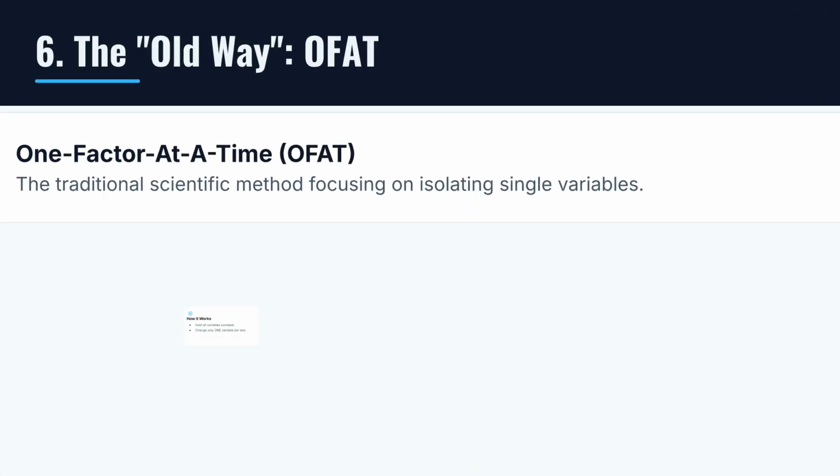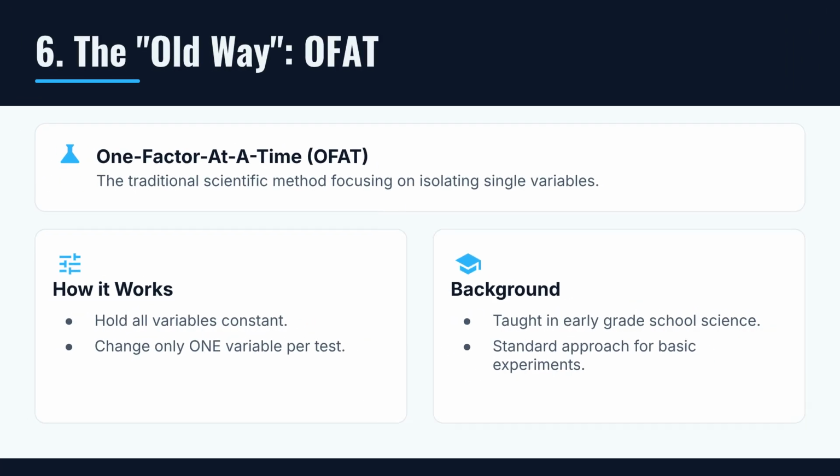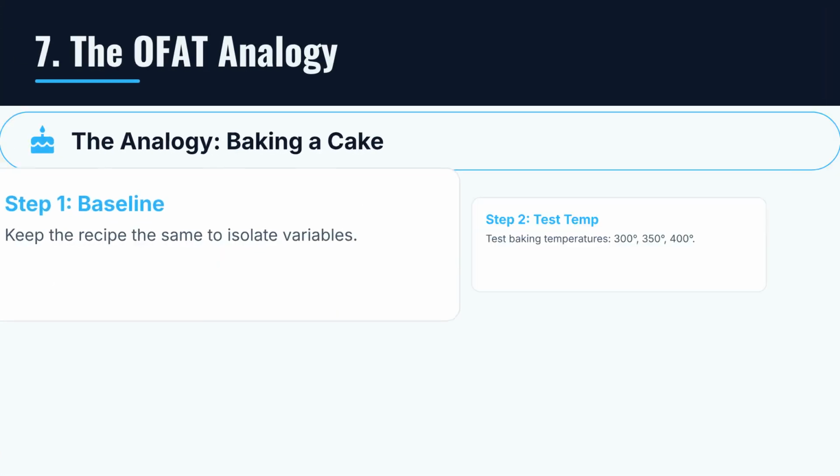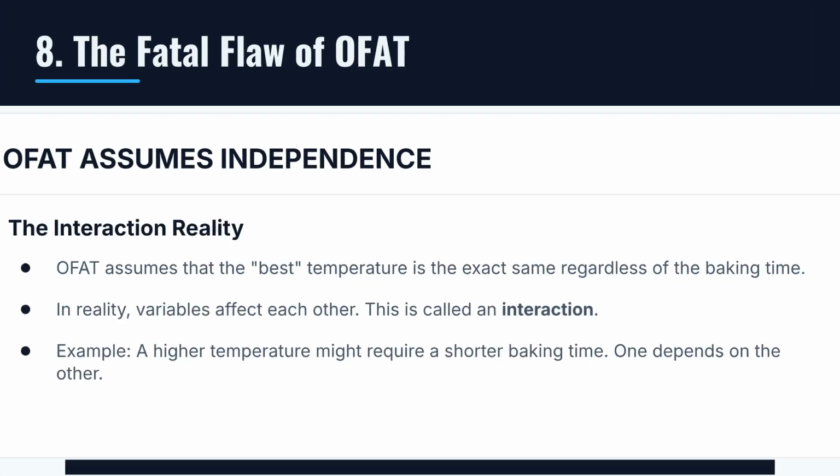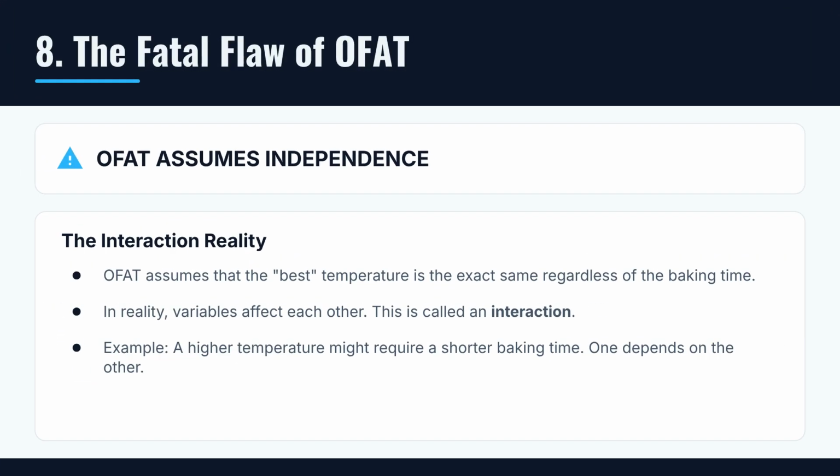Another older approach is one factor at a time, or OFAT. This traditional method focuses on isolating single variables by holding all others constant and changing only one variable per test. This is often taught in early science education. Using a baking analogy, OFAT involves setting a baseline, then testing different temperatures. Once the best temperature is found, say 350 degrees, you lock it in and then iterate by testing different baking times.